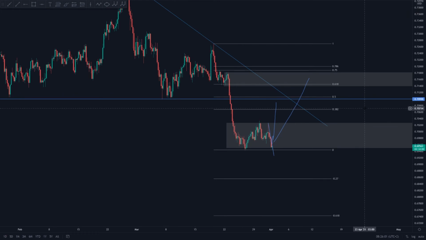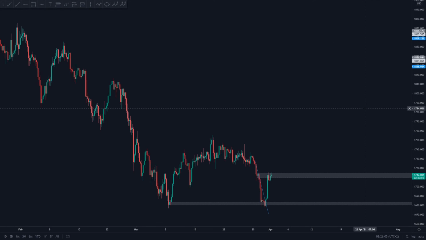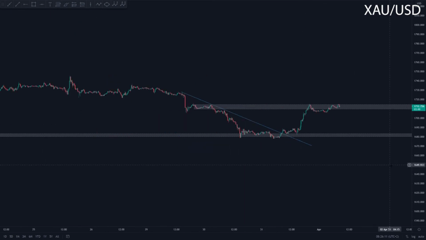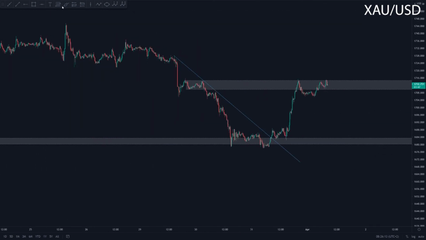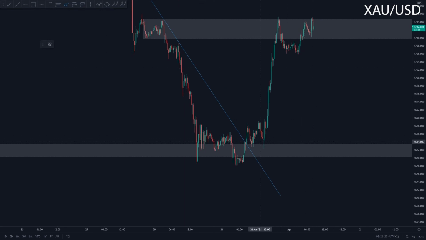So last but not least, we're going to be discussing gold, and gold played out perfectly. As we can see, I had my two zones drawn in. If we go back down to the lower time frame and have a look at the 15, as per usual, I was mentioning that we had this structure line over here, and I was waiting for a breakout and a retest. Well, what we saw was a breakout of the trend line, retest, boom, it absolutely flew.